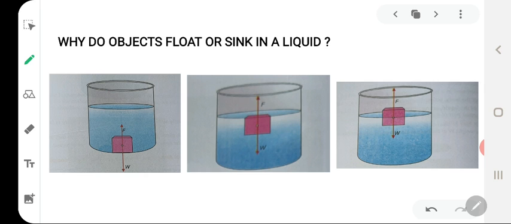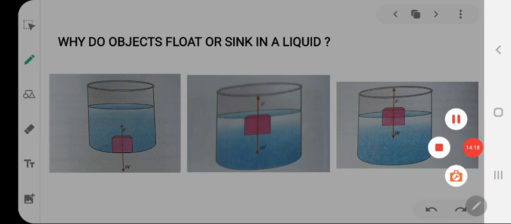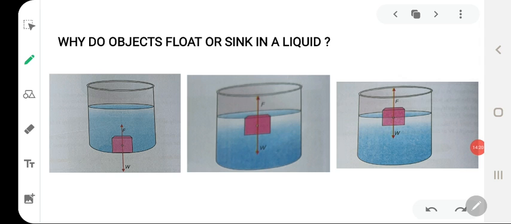Obviously the forces are the weight W, which is always acting vertically downwards, and apart from the weight, another force which acts on the object is the buoyant force applied by the fluid vertically upwards. So there are three possibilities, as you can see in the picture on your screen. Suppose the buoyant force is not able to balance the weight, this means F is less than W.